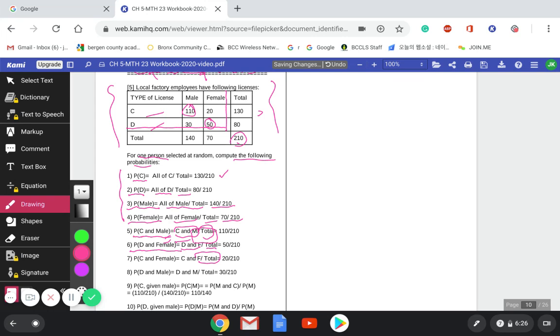Okay. How about D, one who has a D driver license and is male? So D with a male happens to be 30. So it's 30 out of 210. So those are the ones where you have to have two conditions, not just one, from the table.